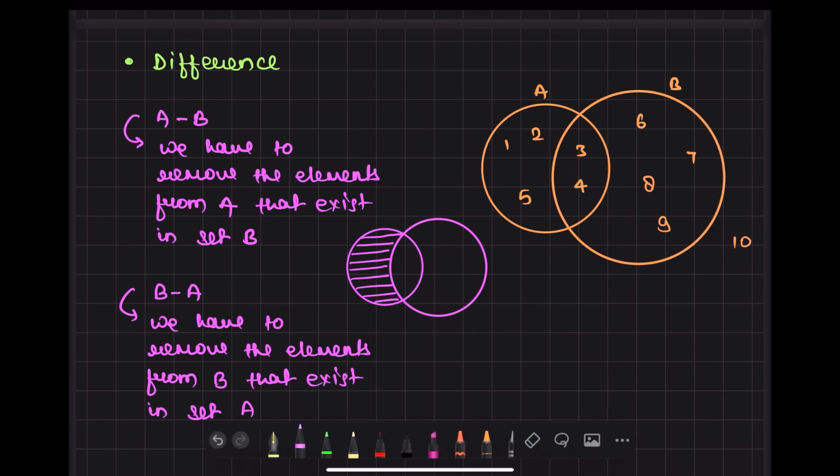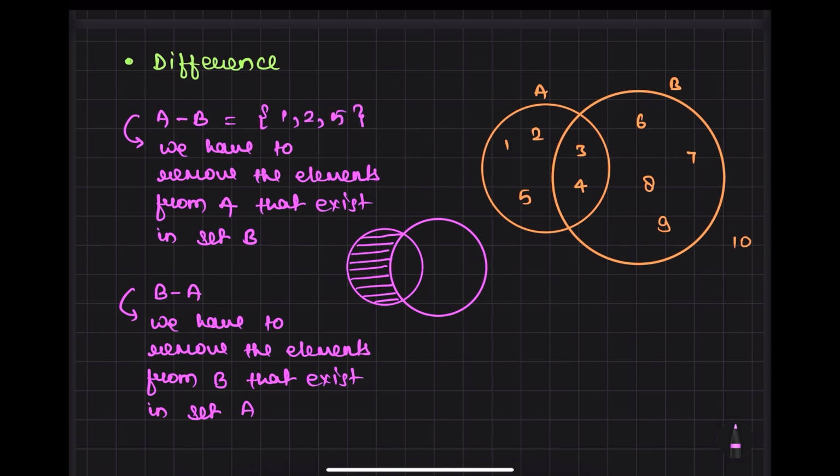So this thing will be removed. Okay. Now similarly, let's write down the answer. So it is again a set which will contain 1, 2 and 5.